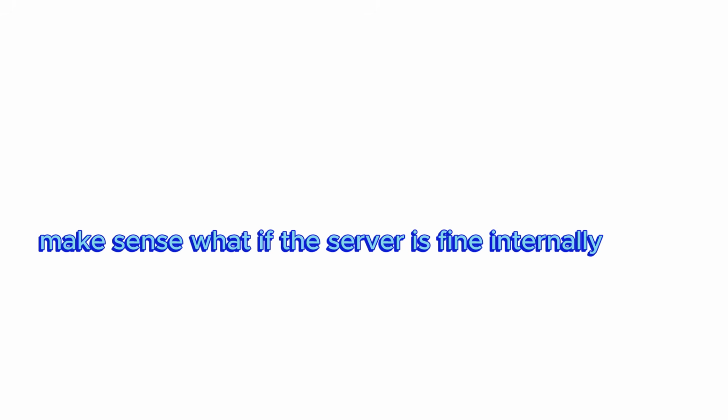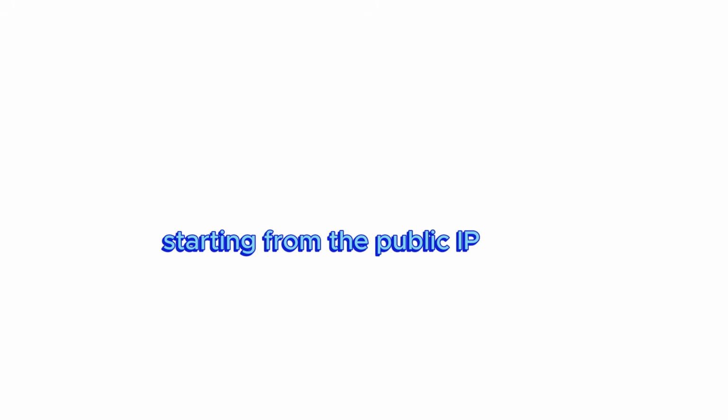Makes sense. What if the server is fine internally, but external users still can't reach the application? In that case, I'll trace the end-to-end network path, starting from the public IP, Azure Load Balancer, or application gateway in front of the web servers. I'll check whether the front-end IP is healthy, the backend pool shows all members as up, and that health probes are responding.